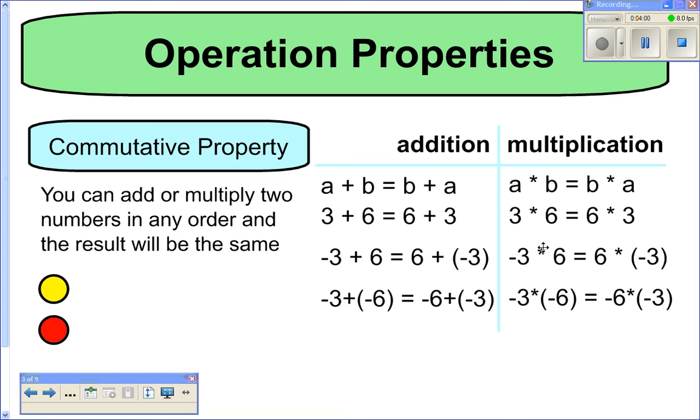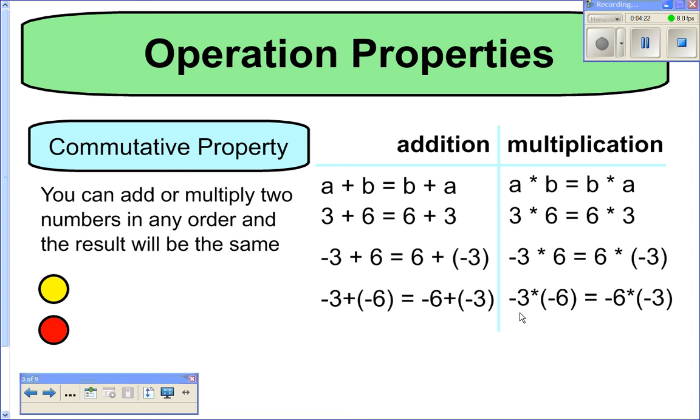What if we have a negative number? Negative 3 times a positive 6. Well, we already learned that a negative times a positive is going to be a negative. So negative 3 times positive 6 will be negative 18. But 6 times a negative 3 will also be a negative 18. Doesn't matter the order, the result's going to be the same.